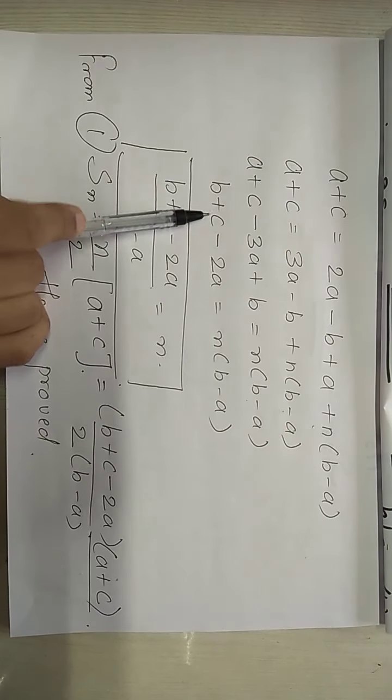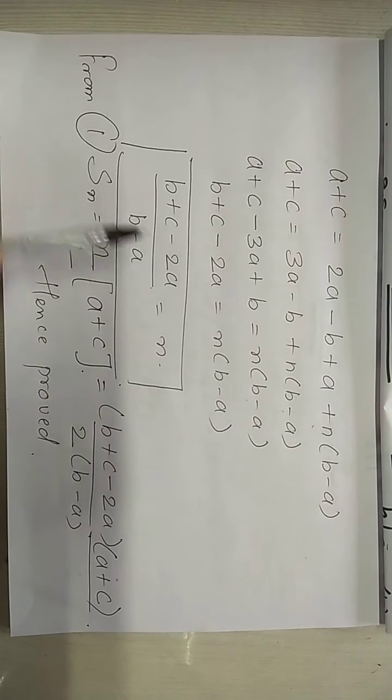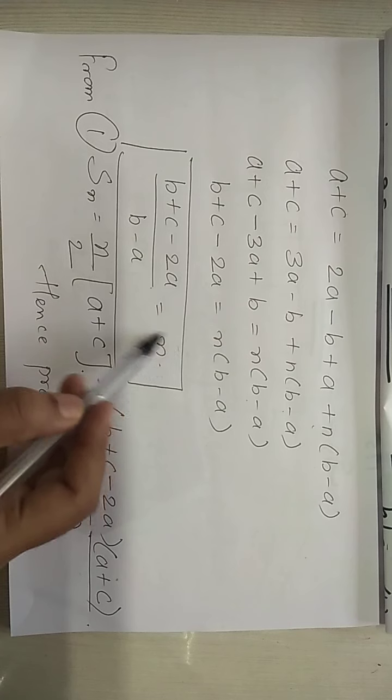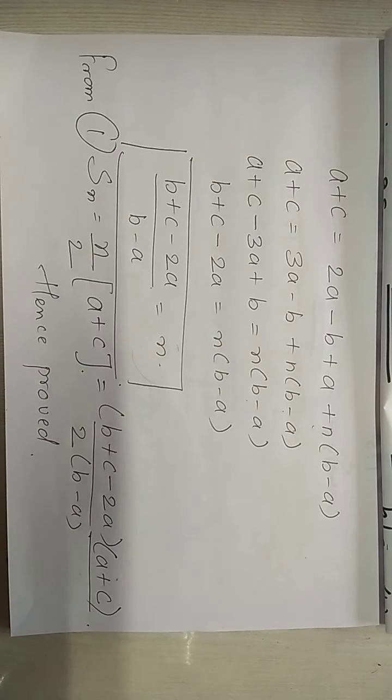So we have b plus c minus 2a, b minus a comes down equal to n. So in this way we get the value of n. We were not knowing what n is, so we have tried our best to get the value of n. The value of n is (b plus c minus 2a) upon (b minus a) is equal to n.